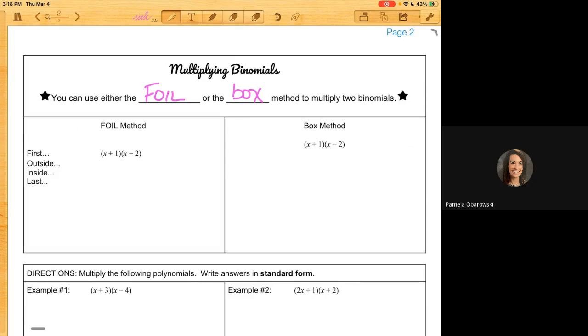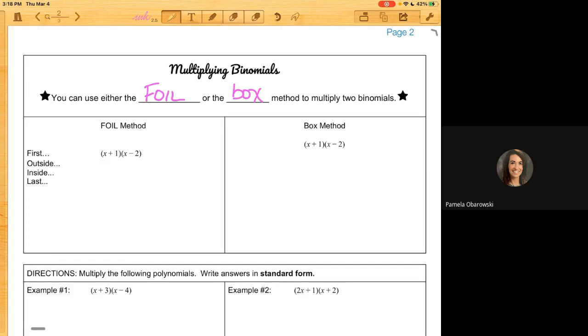And I'm going to show you guys both. My preference and most of the Westwood teachers' is FOIL. However, if the box method helps you with the visual, you're welcome to use the box method as well. Usually when you see me work these out, I'm going to be using the FOIL method. But if the box works for you, I say go for it.